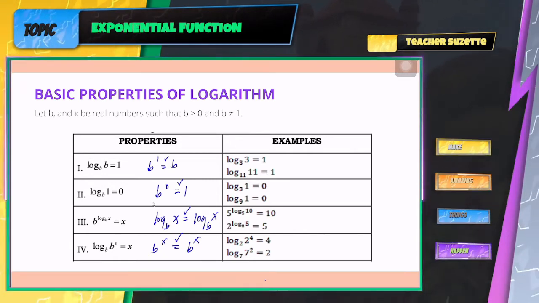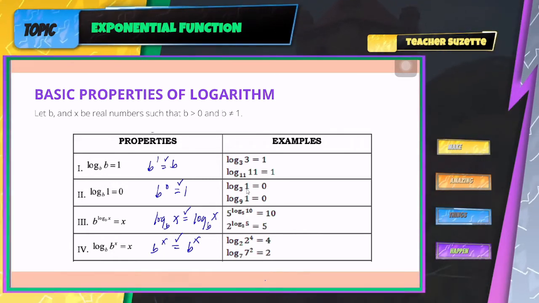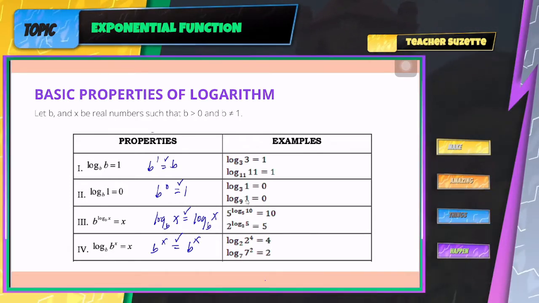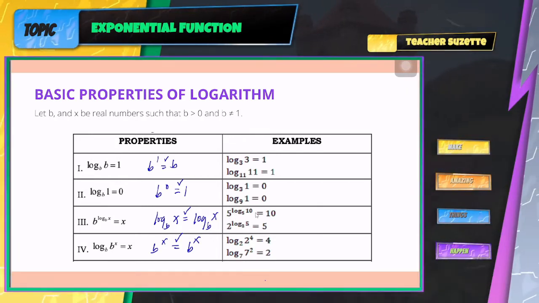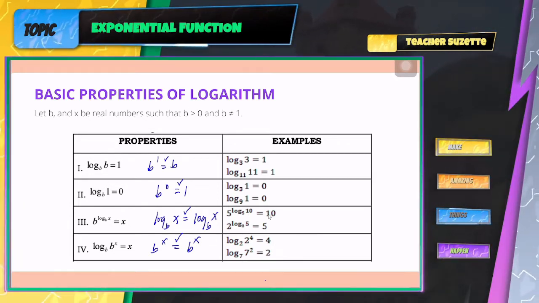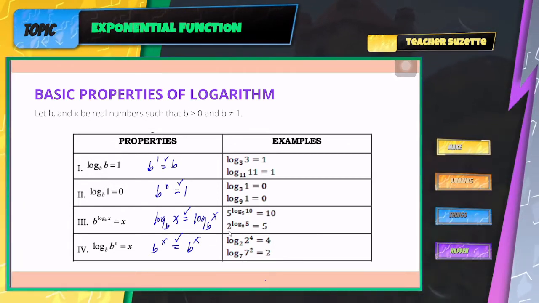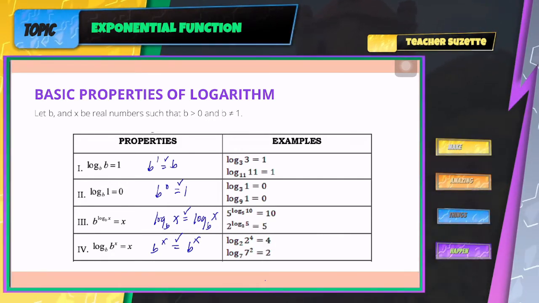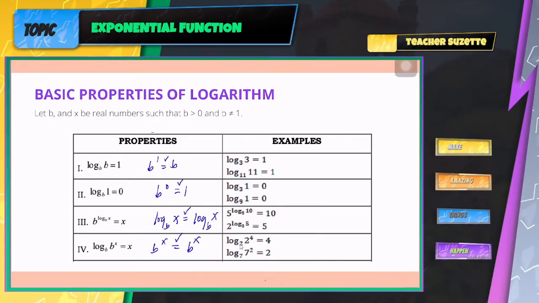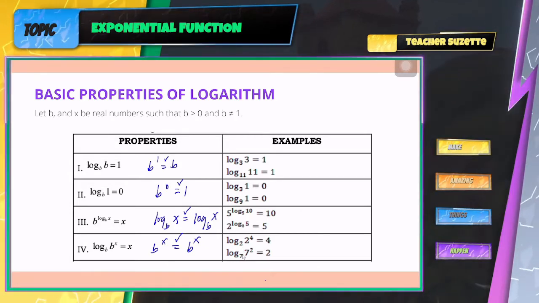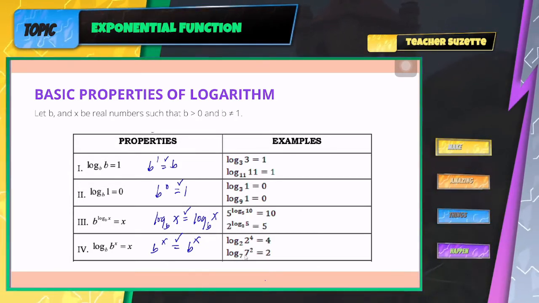Next, for property number 2, we have the logarithm of 1 base 3 equal to 0, and the logarithm of 1 base 9 is equal to 0. For property number 3, we have 5 raised to the logarithm of 10 base 5, which is equal to 10. Next, you have 2 raised to the logarithm of 5 base 2, equal to 5. Lastly, for our fourth property, we have the logarithm of 2 raised to 4 base 2 equal to 4, and the logarithm of 7 raised to 2 with base 7 equal to 2.